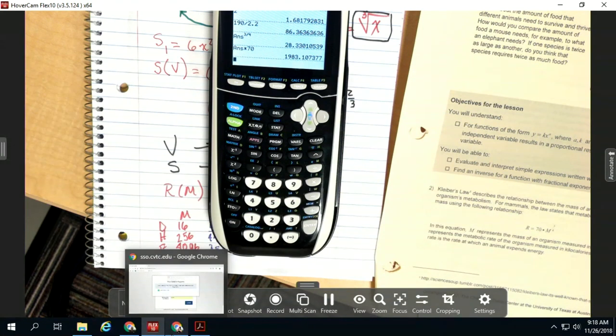Divided by 2.2. Take that number to the 3/4, and then multiply that by 70. Is there anybody that's over 3,000 calories?